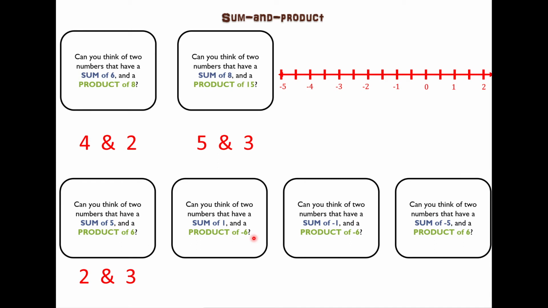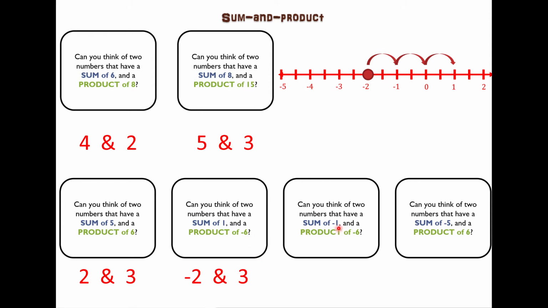What about two numbers that have a sum of 1 and a product of -6? Trickier, isn't it? Well, -2 and 3. -2 plus 3 is 1. The sum of these two things is 1. And sure enough, you multiply them, a negative and a positive gives a negative.